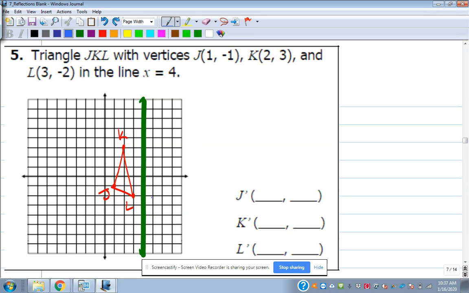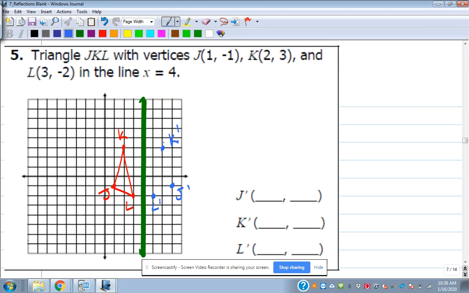I'm going to do that in blue. And then J prime is 7, negative 1. Yeah, because we're 1, 2, 3 blocks away, 1, 2, 3 blocks away out of that. K prime will be where? 6, yeah, 6, positive 3. I wrote the ordered pair there. K prime.